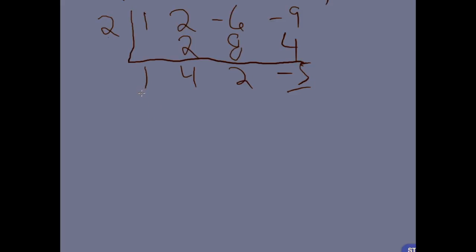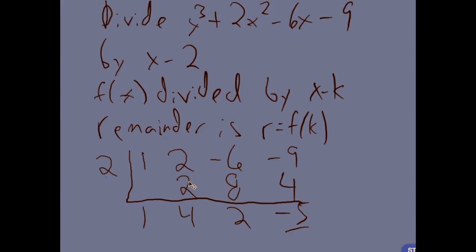Alright, so we have 1, 4, 2, and negative 5. So this 1, okay, you can have 1 less. Let me show you that original problem. I don't have enough room here. But see how this is x cubed, right? So you're going to have 1 less than that exponent. So that 1 is going to turn into x squared, which makes sense because x times x squared is going to add 1 more x to it, right?